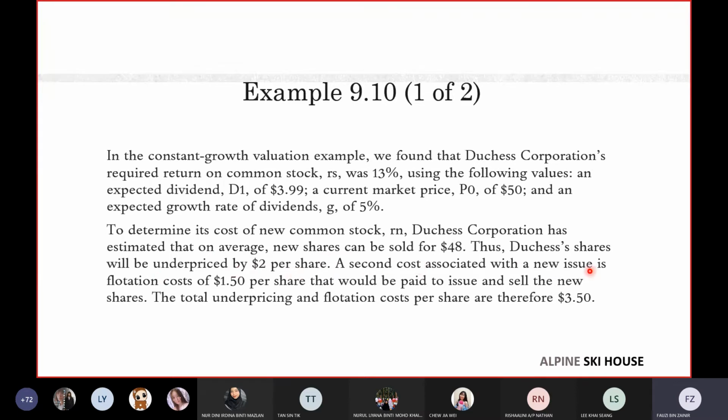A second cost associated with the new issue is the flotation cost of $1.50 per share, that will be paid to issue and sell the new shares. The total of underpricing and flotation cost will be $3.50, meaning to say it's the result of $2 plus $1.50. So those are the costs entailed in issuing new shares.